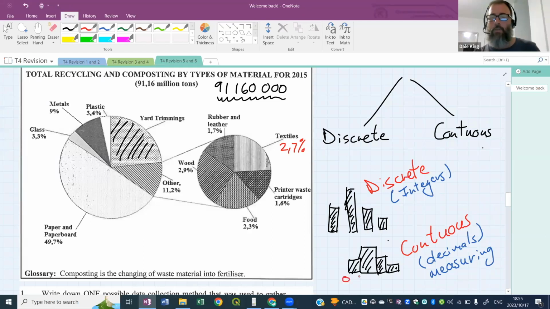The next line will be 1, and then 2, and then 3, and then 4. But the bar covers all the values in between 0 and 1. So 0.5, 0.7, 0.6. If there were values here like 0.7 tons, 0.8 tons, and such, those will all fit into one of these bars. So it's from 0 all the way to 4 and all the numbers in between, not just those integers, but also all the numbers in between.